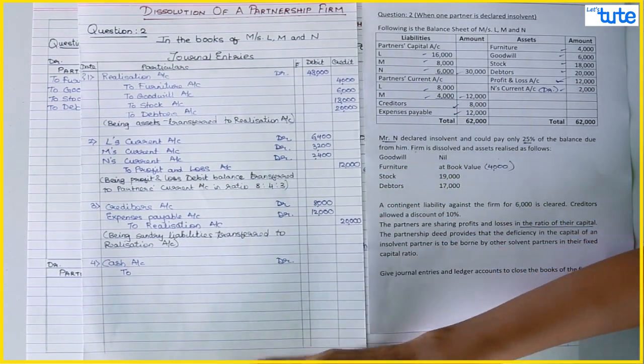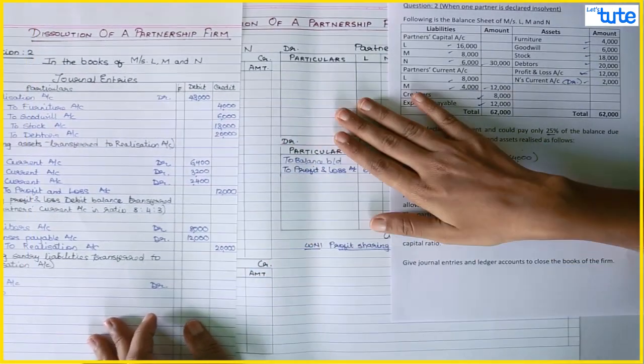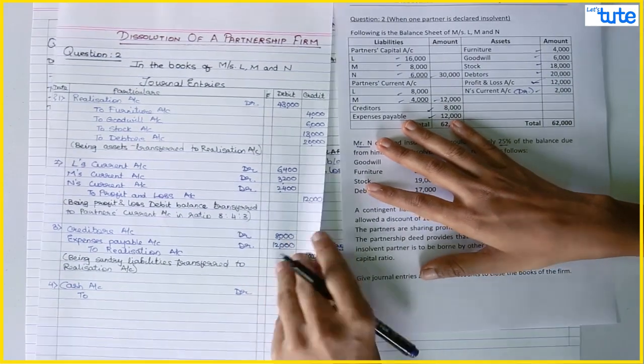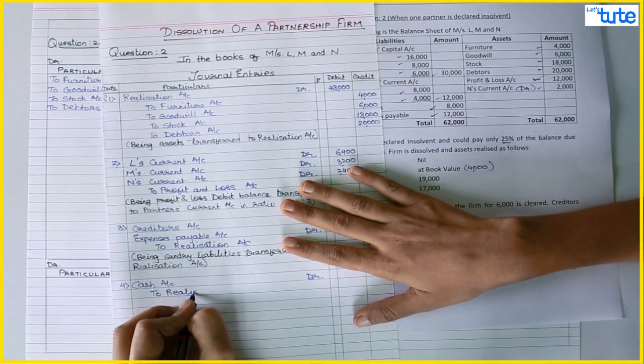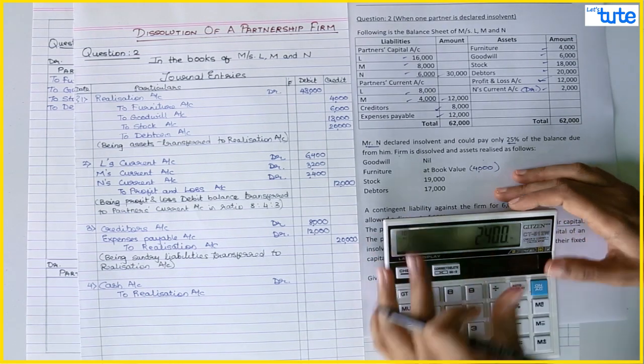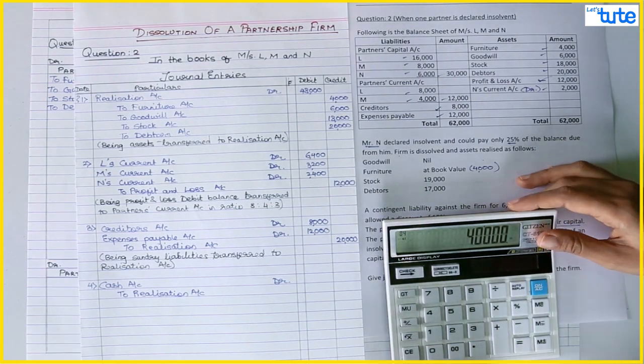Actually, all the further entries after closing of your balance sheet, you have only 4 accounts left. So all the entries will be done between those 4 accounts. Okay, so cash account debit to realization account, and we can just total this up. 4,000 plus 19,000 plus 17,000. So that comes to 40,000.